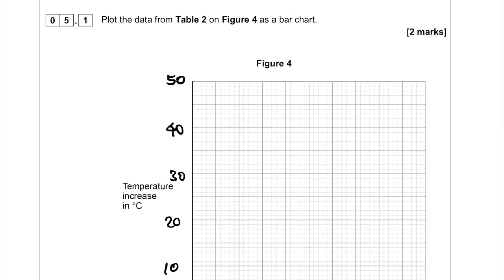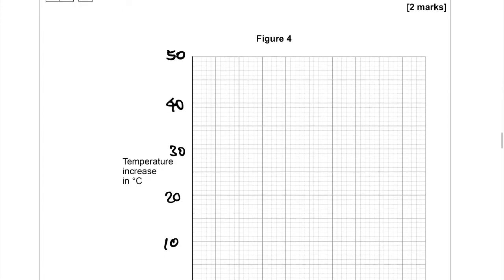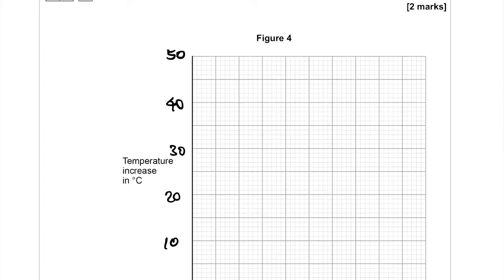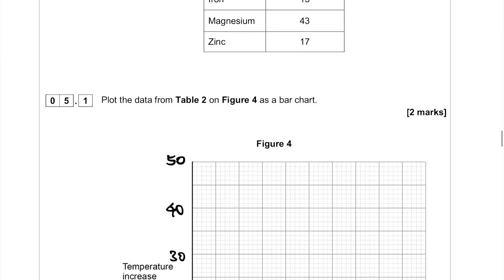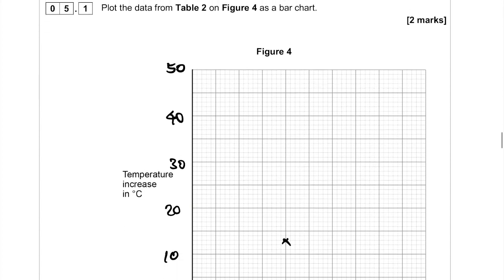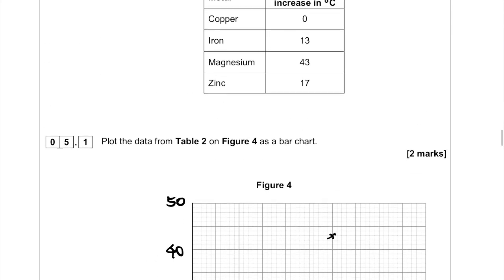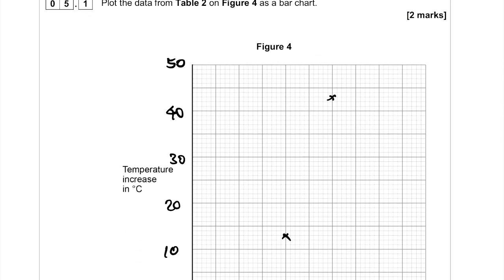So copper is exactly 0, so it's right there. Iron is 13, so that is 13 right there. Magnesium is 43, which is 40 plus 3 right here. And finally zinc is 17, which is 20, take 3, which is there.